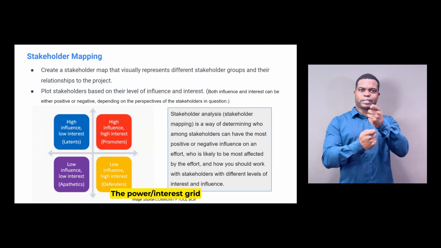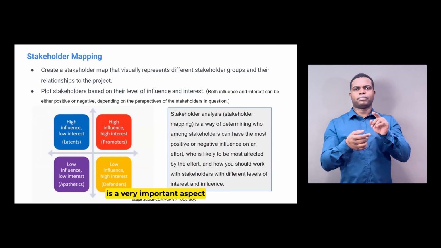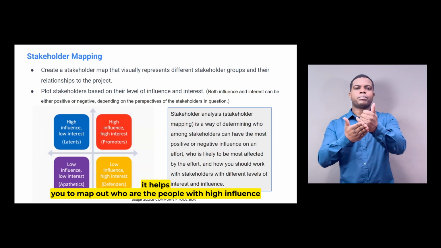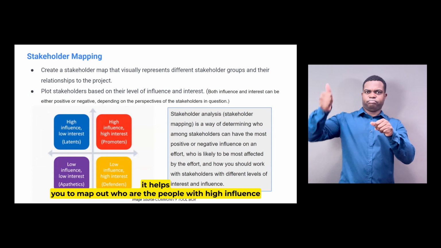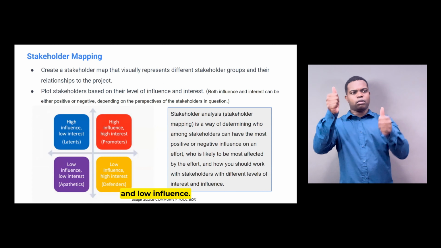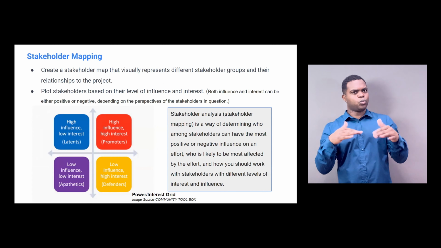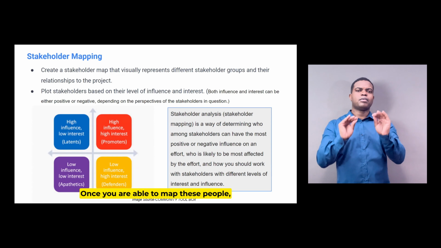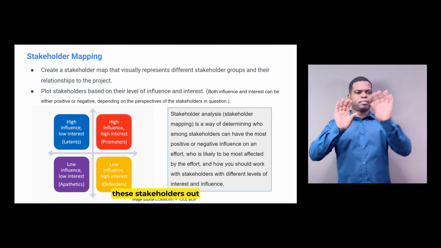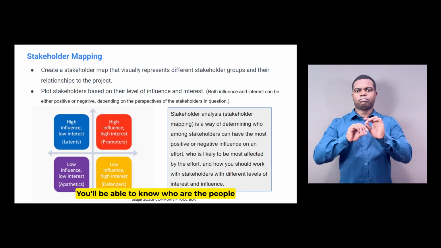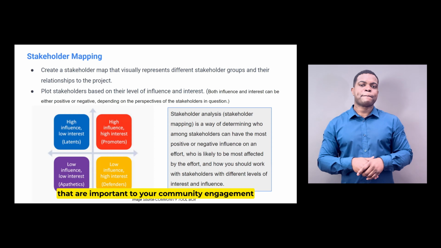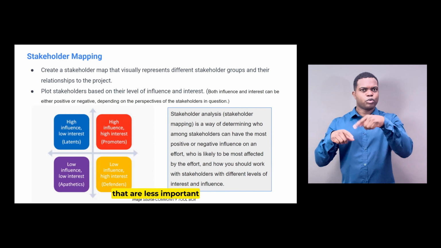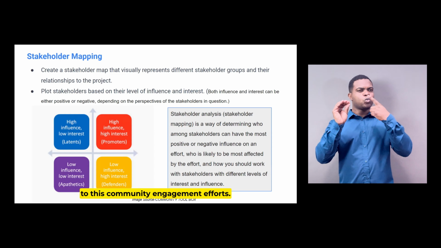The power interest grid is a very important aspect of community engagement efforts because it helps you to map out who are the people with high influence and low influence. Once you are able to map these stakeholders out, you'll be able to know who are the people that are important to your community engagement efforts and who are the people that are less important to this community engagement effort.